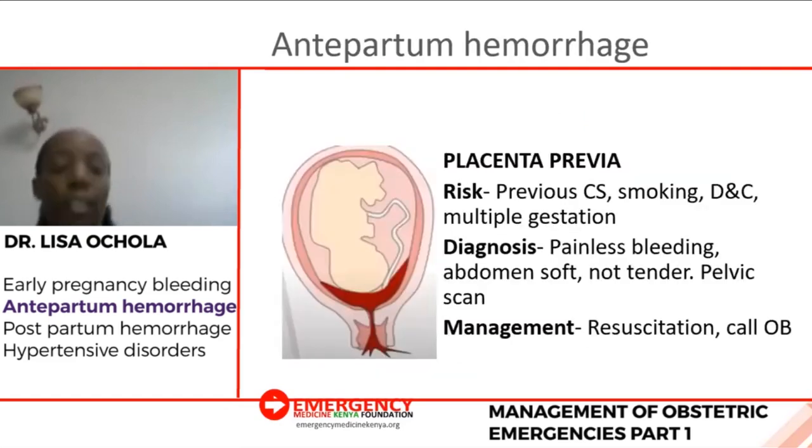So placenta previa, we look at the risks of placenta previa. Placenta previa just means that the placenta is overlying the cervical os, basically.